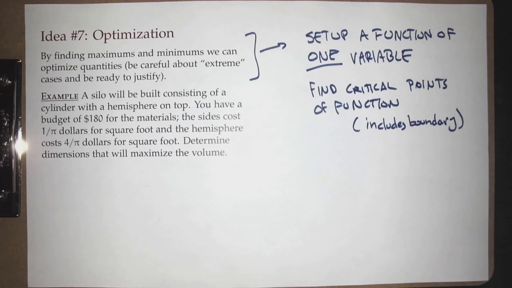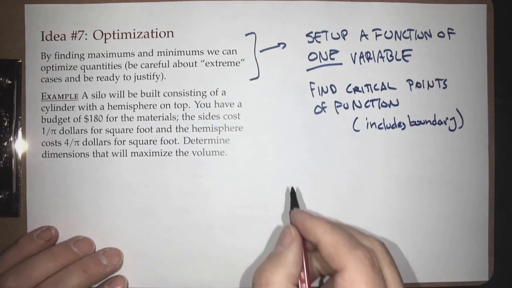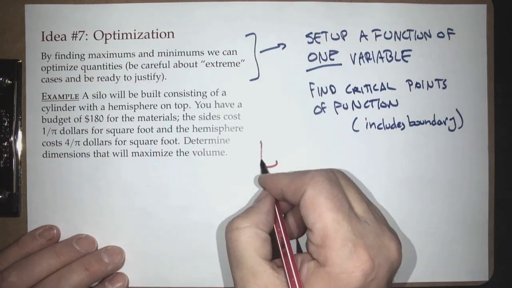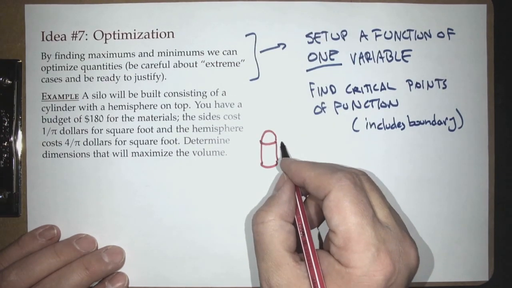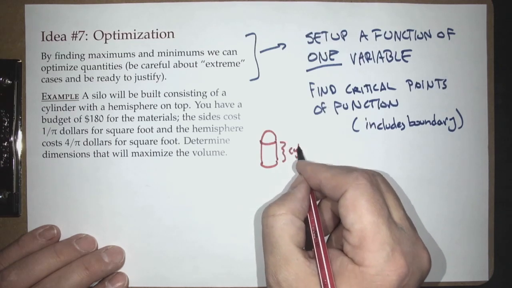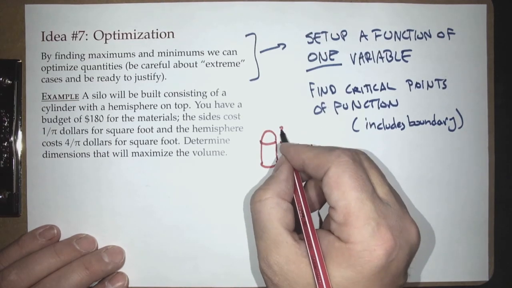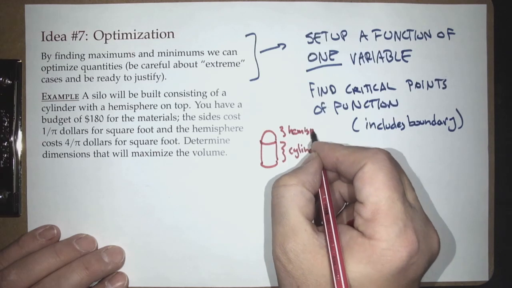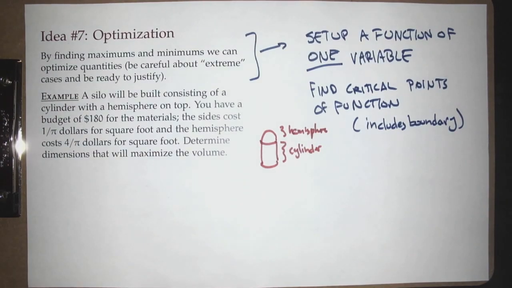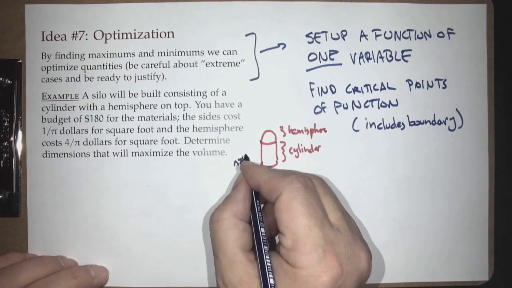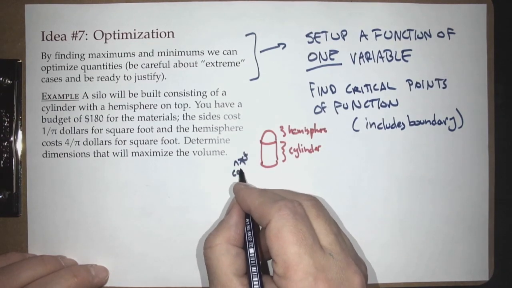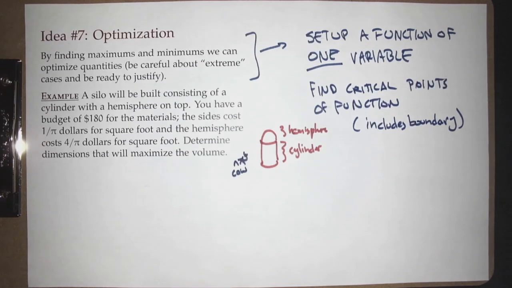So here we go. A silo will be built consisting of a cylinder with a hemisphere on top. In other words, it will look like a silo looks, right? And so you have your cylinder, and then you have your hemisphere. And we can draw in some cows or something. So here we have a cow. Not relevant to the problem, but might as well throw in some artistic liberties.